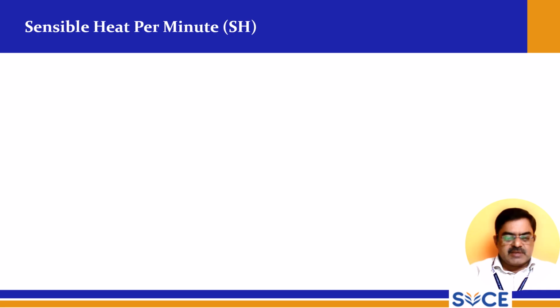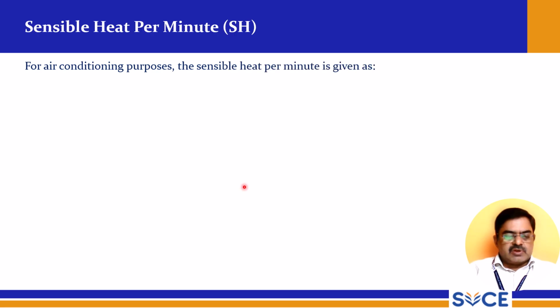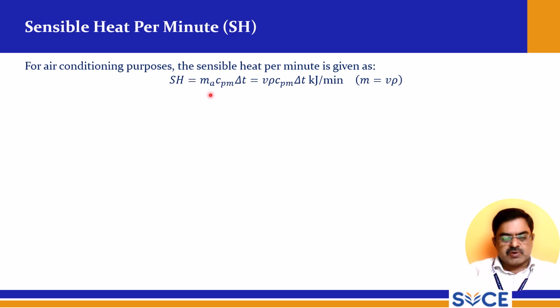Next, sensible heat per minute, in short we can call it SH. For air conditioning purposes, the sensible heat per minute is given as SH. Sensible heat is equal to m_a CPM delta T, that is specific humid heat times delta T, which equals V rho CPM delta T, in terms of kilojoules per minute.